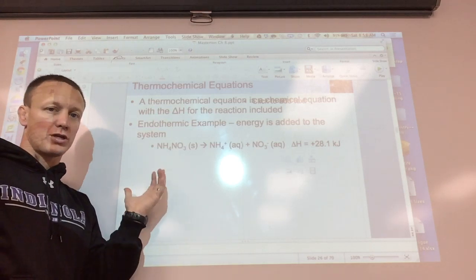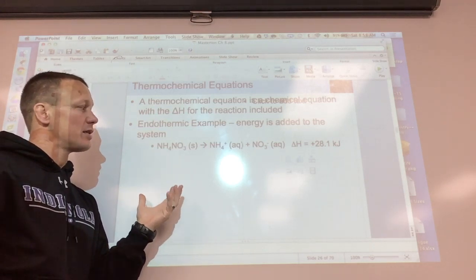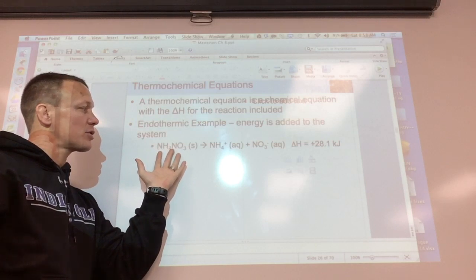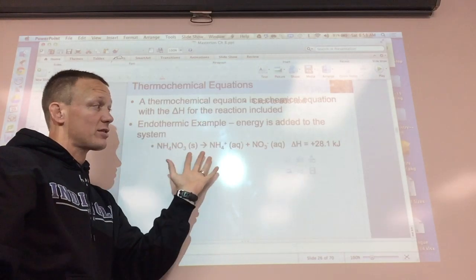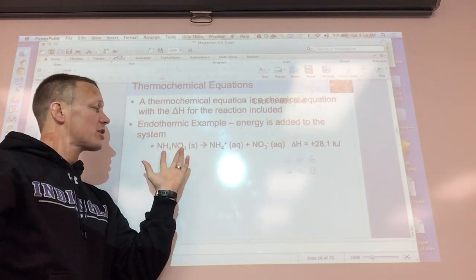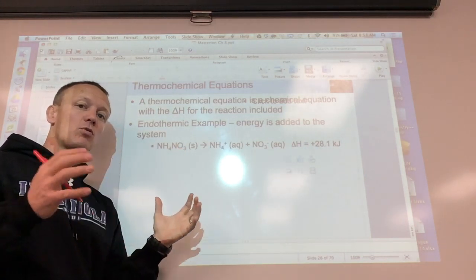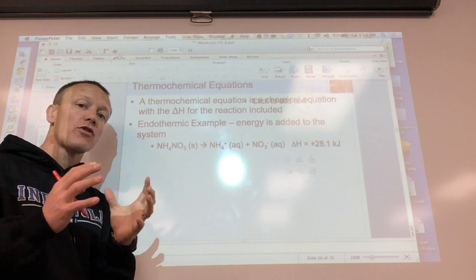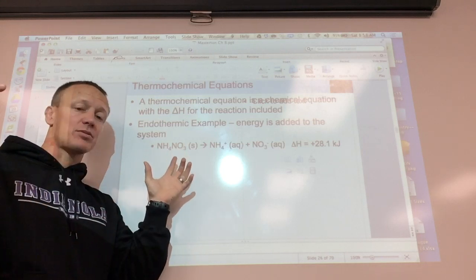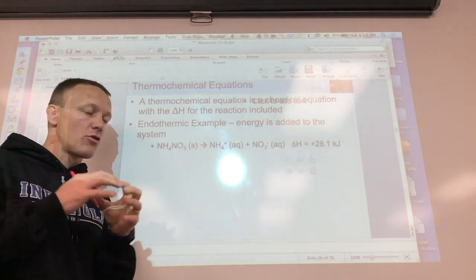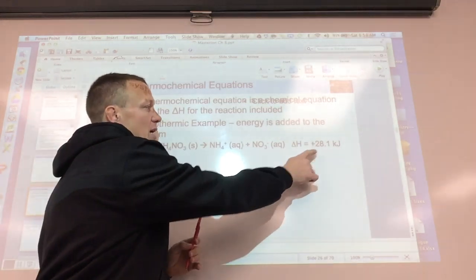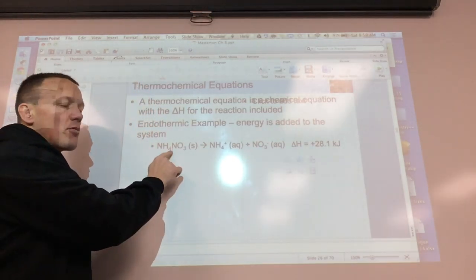This is the important part, which you're going to use a lot. What that means is this: to make this substance go from a solid to dissolve, basically dissolving it in water, to split apart into its ions, you must add energy. If it was in water, it's taking energy away from the water. So you'd feel the water getting colder as this substance absorbs energy. It's an endothermic reaction.